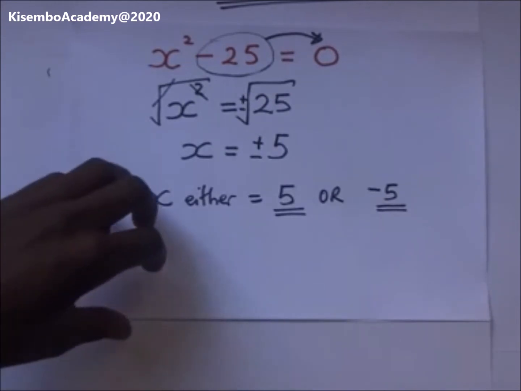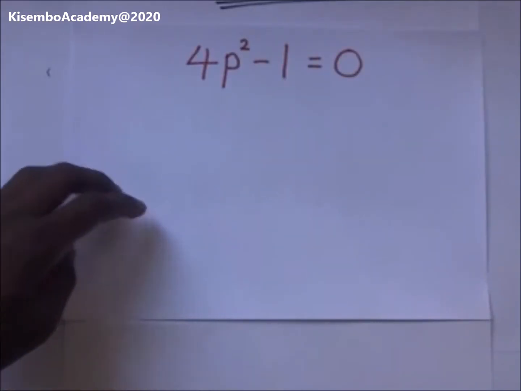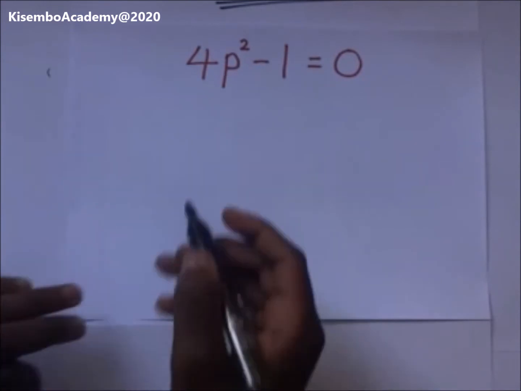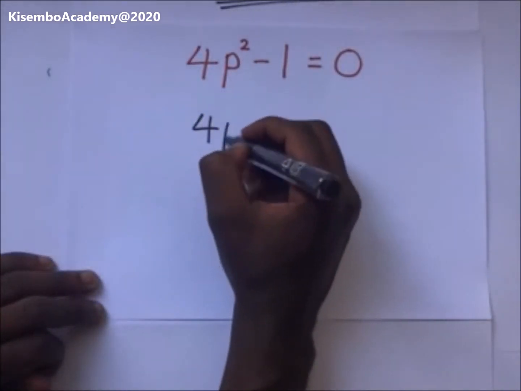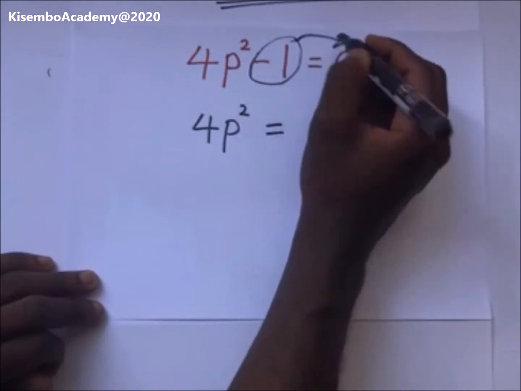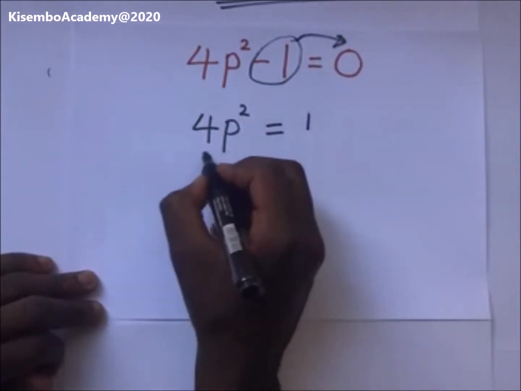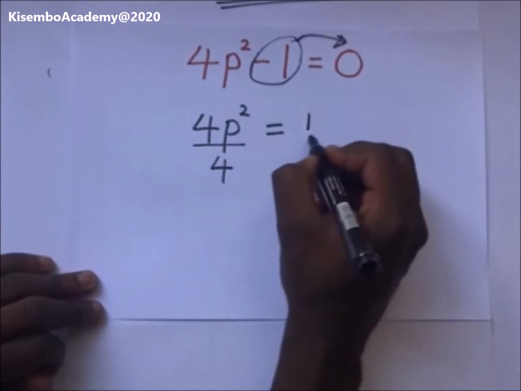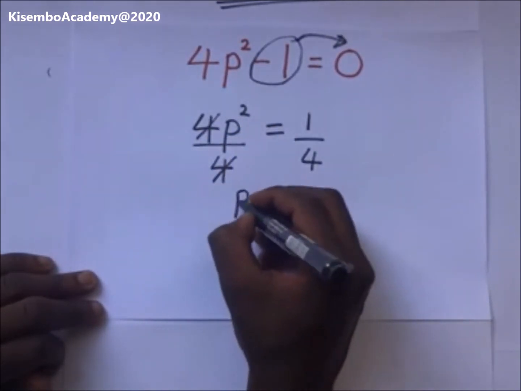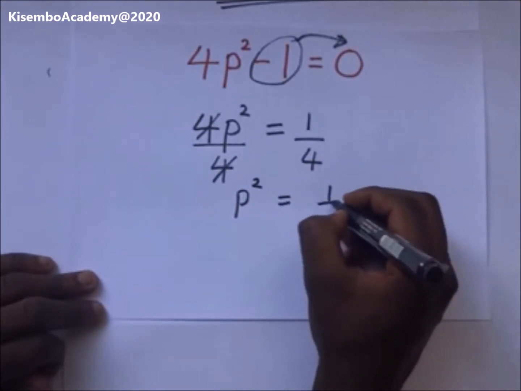Let's do one more example. In our second example, we are required to find the value of p. Again, we first make p the subject of the formula, so it becomes 4p is going to be equal to this negative 1 comes that way, it becomes 1. So when we divide both sides by 4, this and that go, we remain with p squared giving us a quarter.